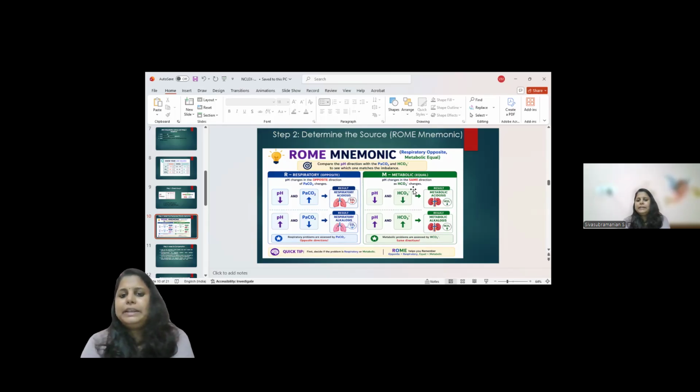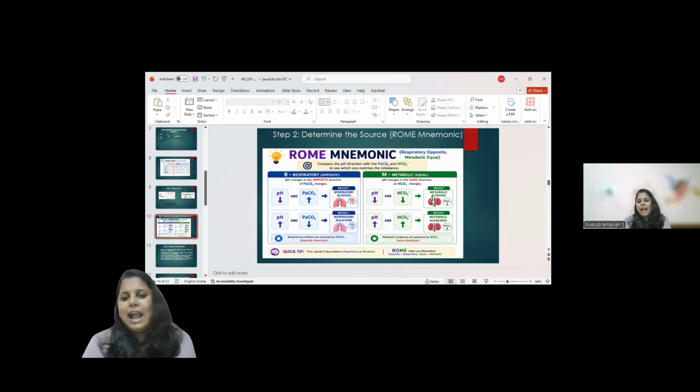Here, metabolic equal means the pH changes in the same direction as the bicarbonate changes. Here you can see the differences. The pH is reducing and in the same direction the bicarbonate is also reducing. So metabolic equal. The pH reducing indicates acidosis.